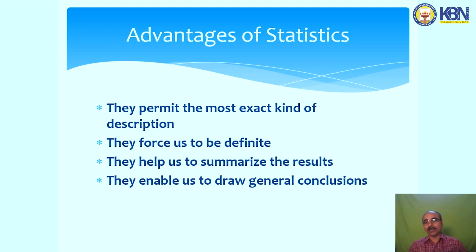Next, going to advantages. After knowing what statistics is and what the objectives of statistics are, if we fulfill the objectives, they are nothing but the advantages. What are the advantages? Number one, they permit the most exact kind of description. The goal of every science is description of the phenomenon. First of all, everyone has to describe the phenomenon. The description is said to be complete and accurate only when it is useful to others.